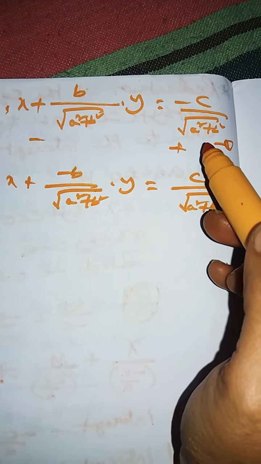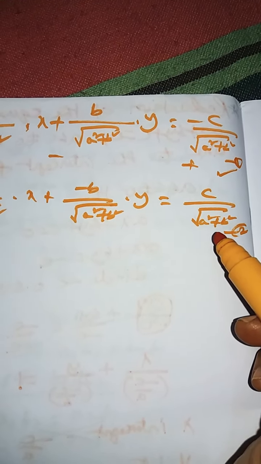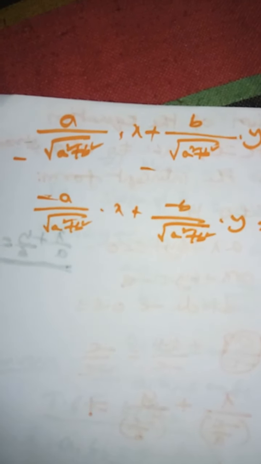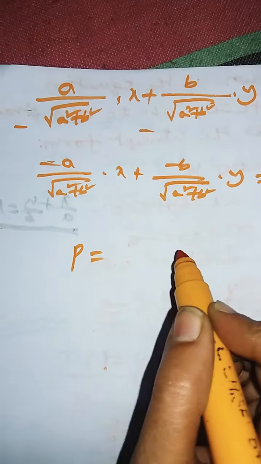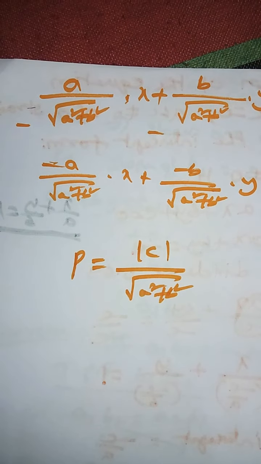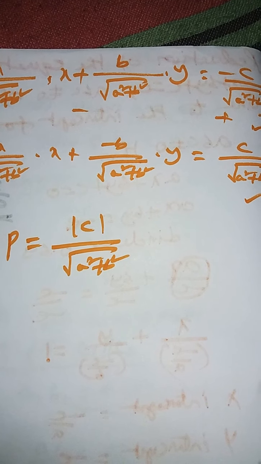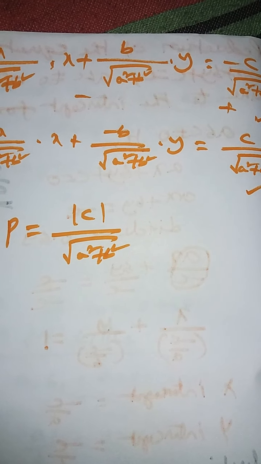When c is less than 0, the normal form of the equation represents equation 1. When c is greater than or equal to 0, the normal form of the equation represents equation 2. So hope you understood what is normal form of the equation. So on the whole, we can say the value p is mod c by square root of a square plus b square, which represents the normal form of the equation of the straight line from the origin, and it is non-negative.